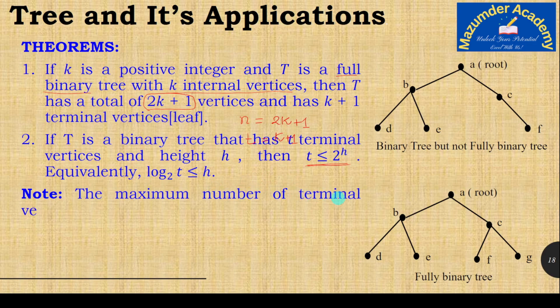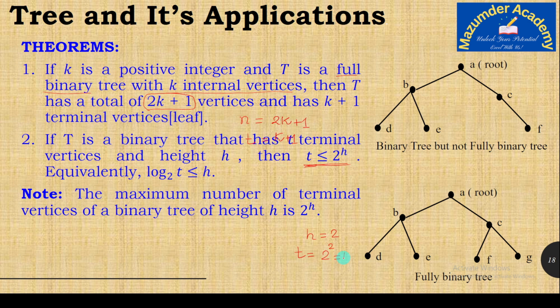The maximum number of terminal vertices in a binary tree can be 2 power h. There are example graphs, you can apply this and check it here. This one is a maximum, I mean a full binary tree. The second tree, you can see what is the height of this, h equal to 2. So the total number of terminal vertices will be t equal to 2 power 2, that is 4, and you can see 1, 2, 3 and 4, there are 4 terminal vertices.